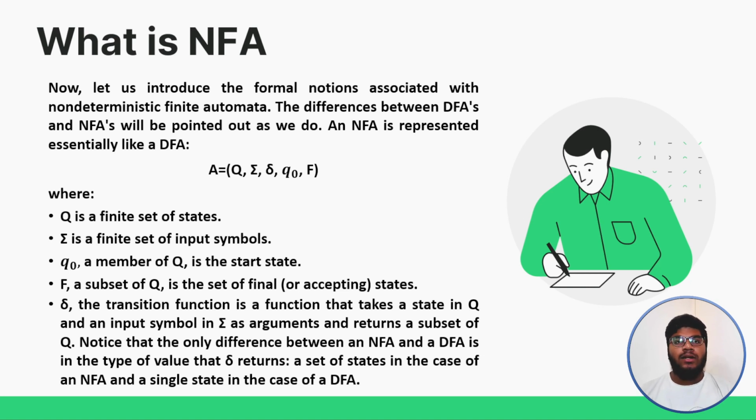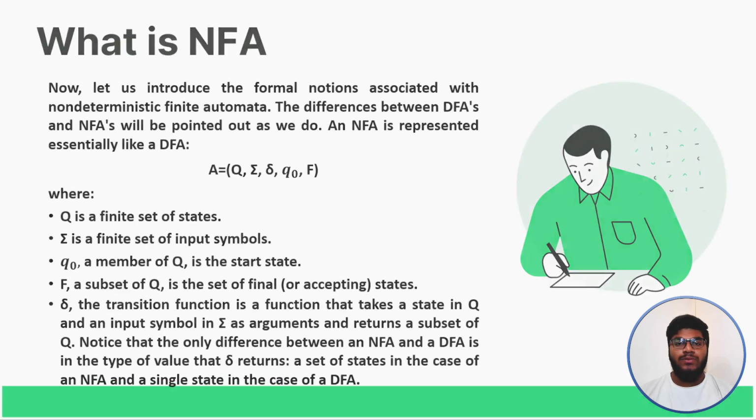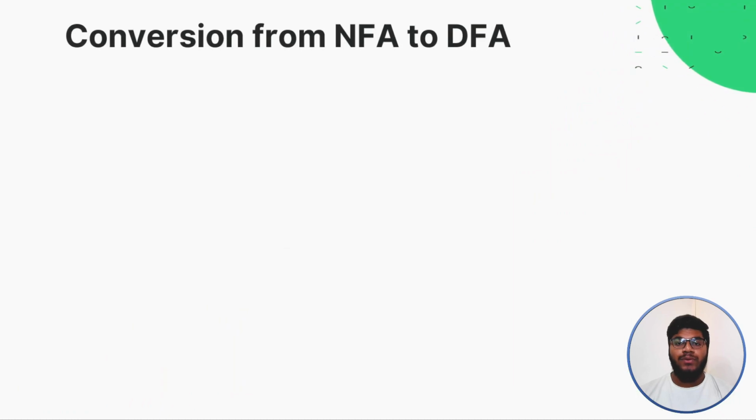We know that in DFA, a state which accepts an input symbol will move on to a single state, whereas in case of NFA, the state which on accepting the input symbol can move to two or more states. That is the only difference between the NFA and DFA. So we got to know what is DFA and what is NFA. Now let us move on to the conversion from NFA to DFA, that is non-deterministic to deterministic.